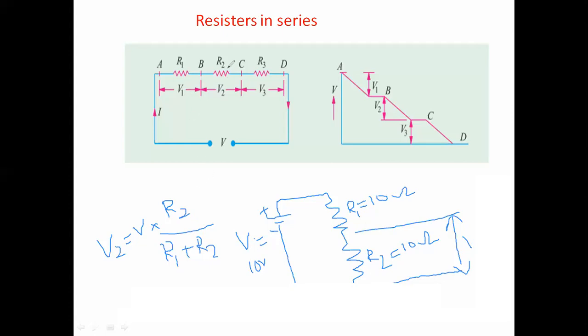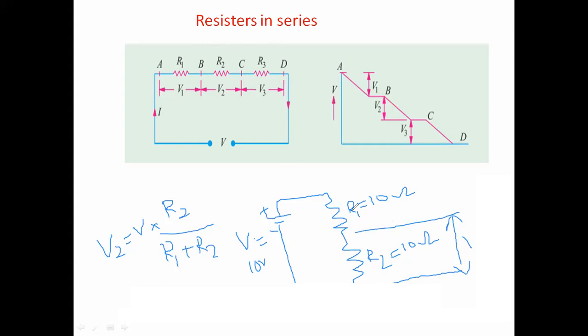Suppose I want to find the voltage drop across R2. Then V2 is the total voltage V into R2 divided by R1 plus R2 plus R3. To find V3, it is V into R3 divided by R1 plus R2 plus R3. Like this we can find the voltage drop in a series circuit.